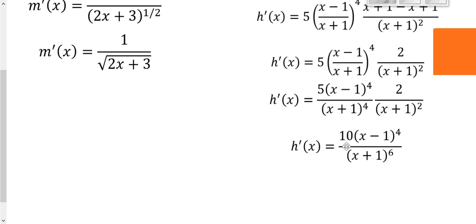2 times 5 in front is our 10, still with our 1 subtracted from x raised to the fourth power.